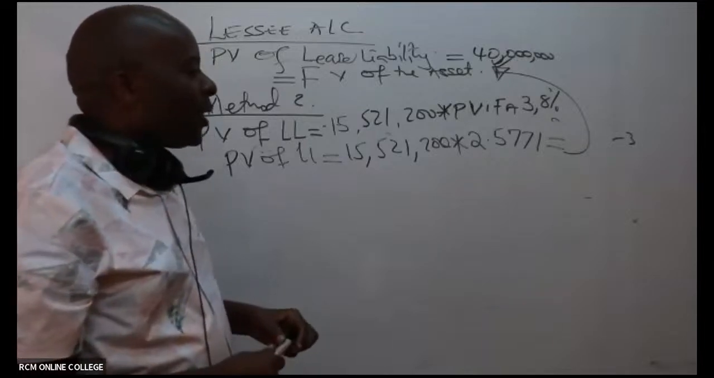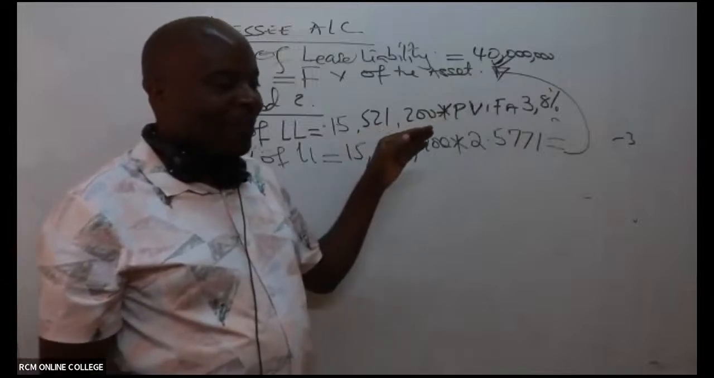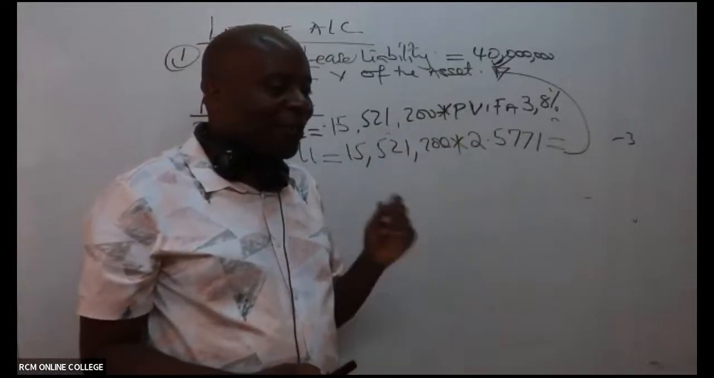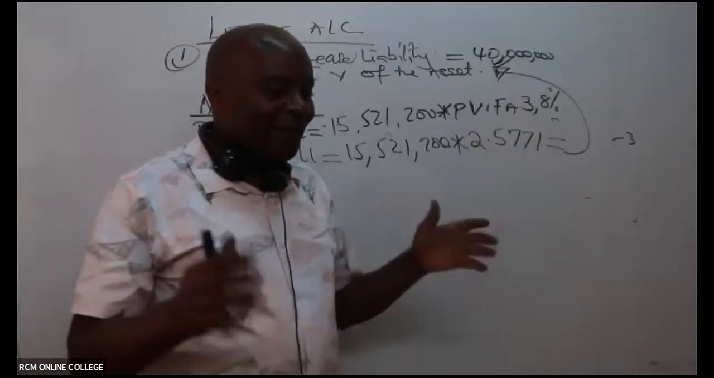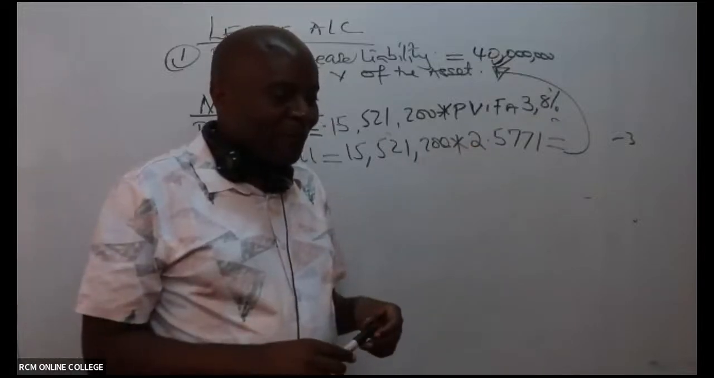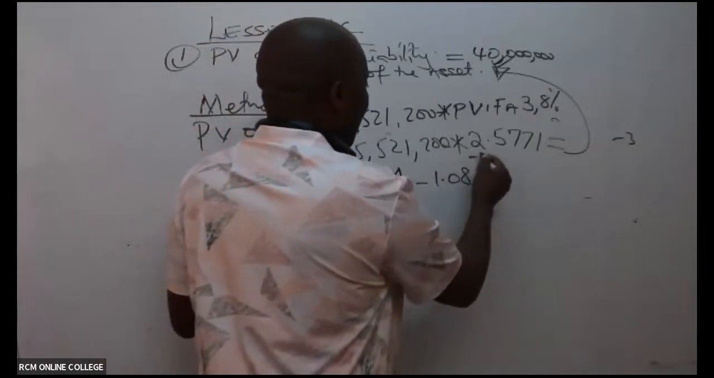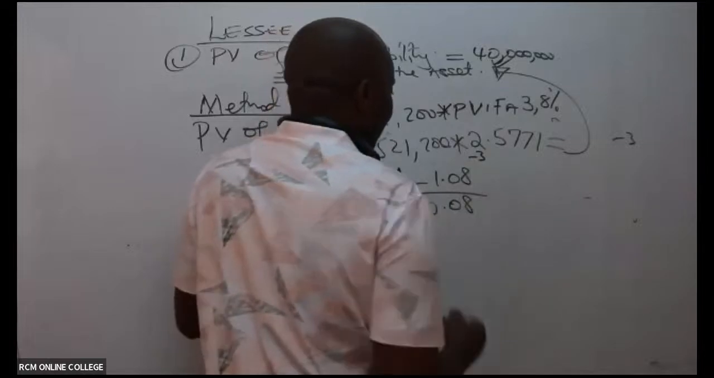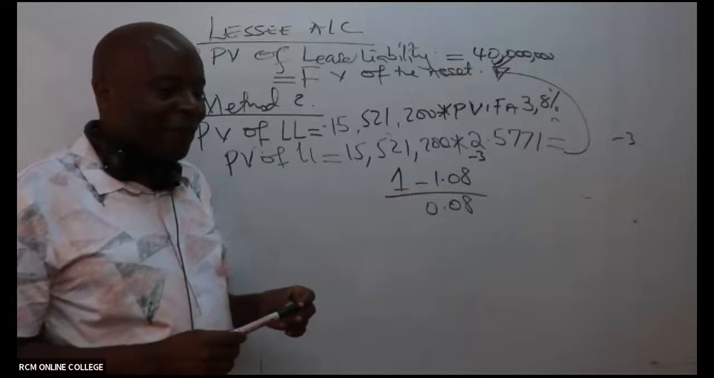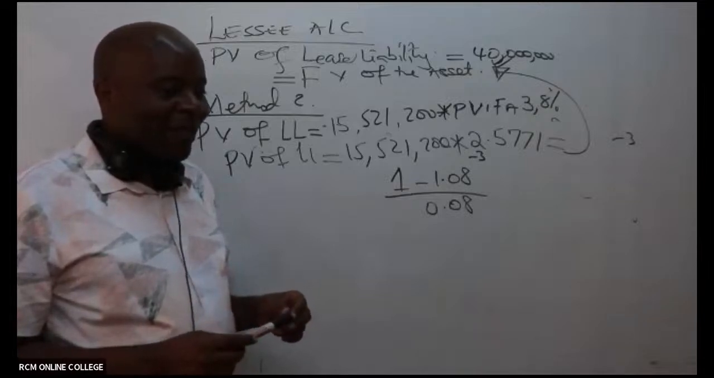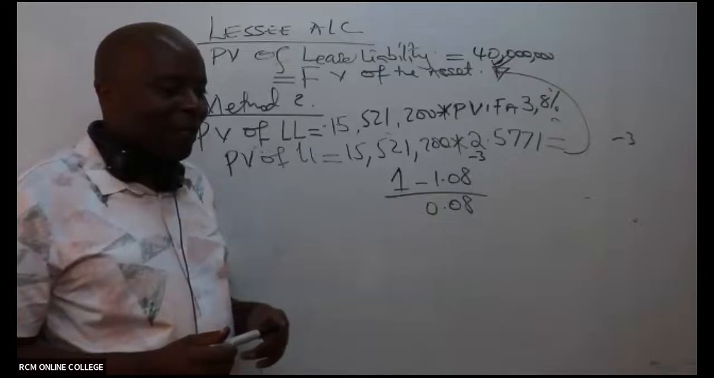Is there somebody who has tried using the figure they have in their calculator? Somebody who has tried to use many decimal places? Because the more the decimal places, the more accurate we shall be. Remember, the figure you got in your calculator will be 1 minus 1.08 raised to minus 3, and then you divide this by 0.08. Is there somebody who can try using the figure they have in their calculator? It's coming closer.